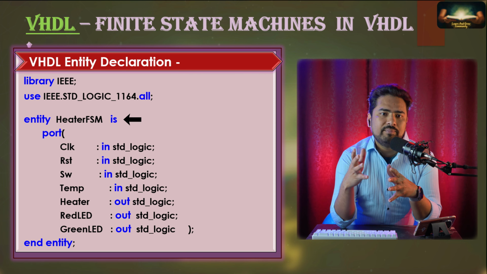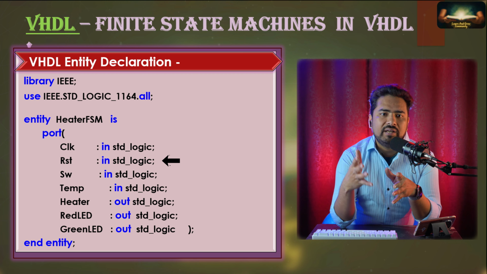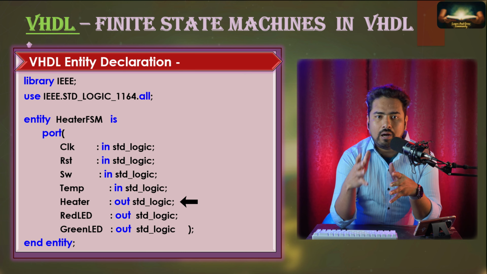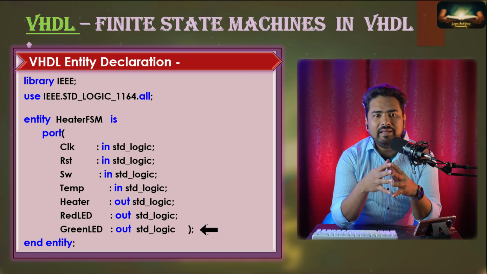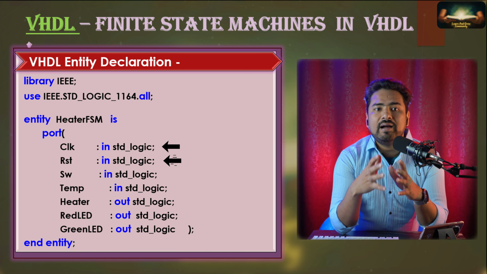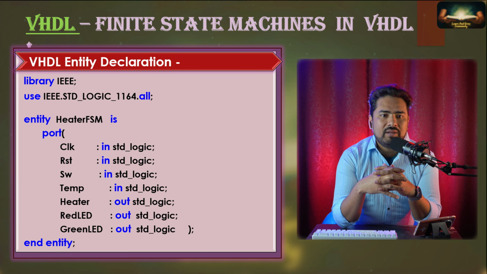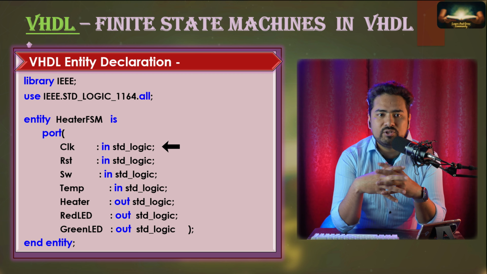Entity heater_FSM is port (clock: in std_logic; reset: in std_logic; switch: in std_logic; temperature: in std_logic; heater: out std_logic; red_LED: out std_logic; green_LED: out std_logic); end entity; Clock and reset are mandatory in finite state machines because an FSM is a synchronized system and it is synchronized with your clock. Meaning every transition will occur at the clock edge only.